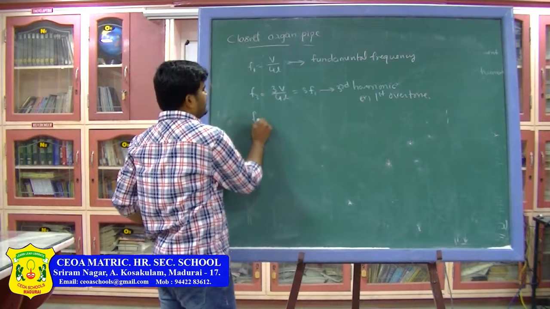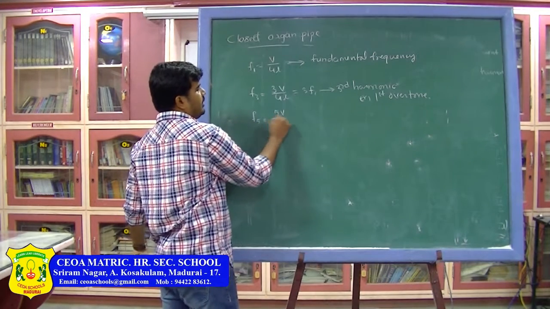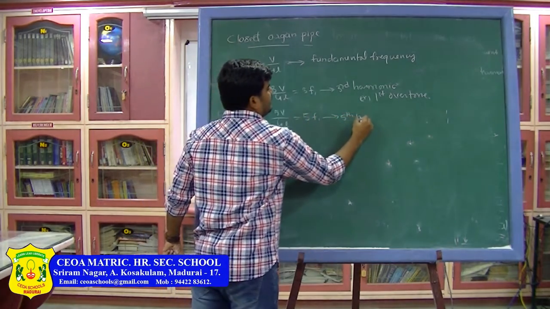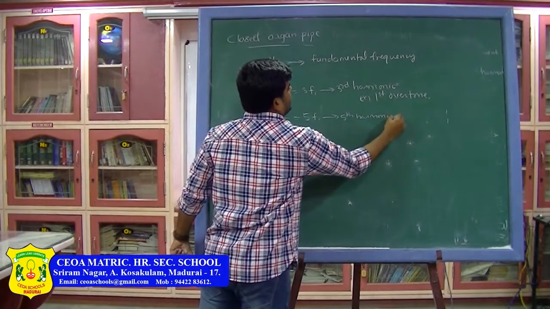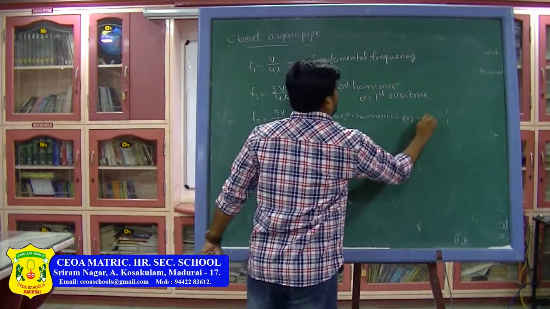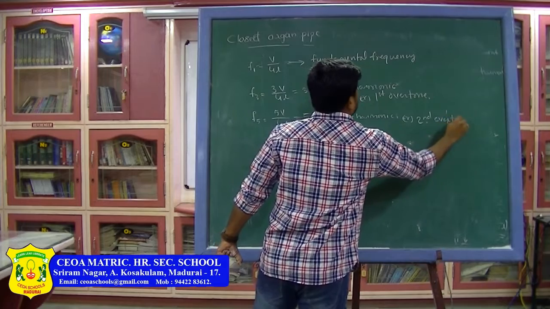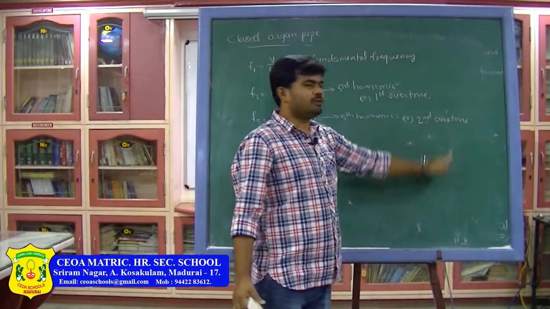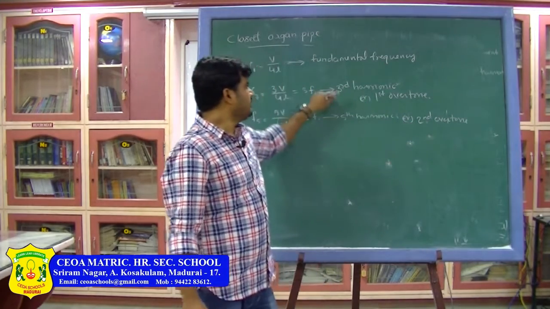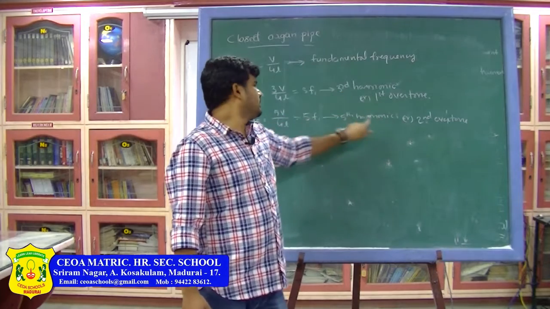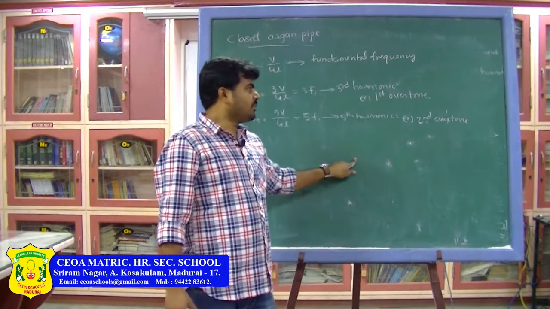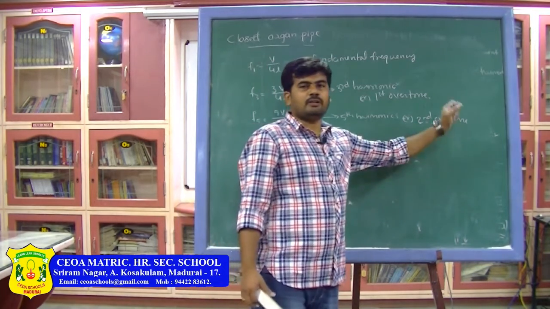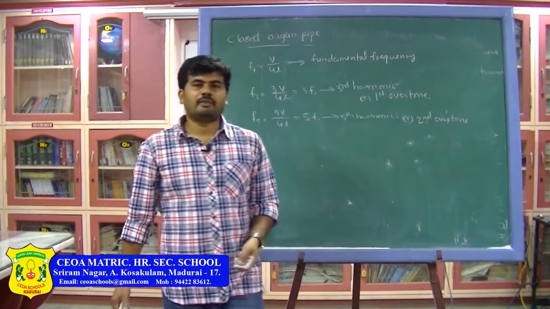Similarly, F5, the next odd number is 5, so that is 5V by 4L, that is equal to 5F1, which is called the fifth harmonic, or you can also call it the second overtone, and so on. So, for the overtones, give the numbers in order 1, 2, 3 and so on, whereas while taking harmonics, you mention it as the third harmonic, fifth harmonic, and the next one is the seventh harmonic or third overtone, the next one ninth harmonic or fourth overtone, and so on. So, that is what you have to remember while solving the problems.